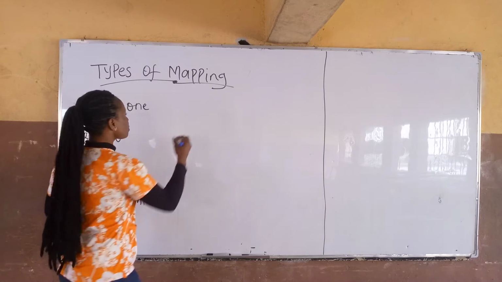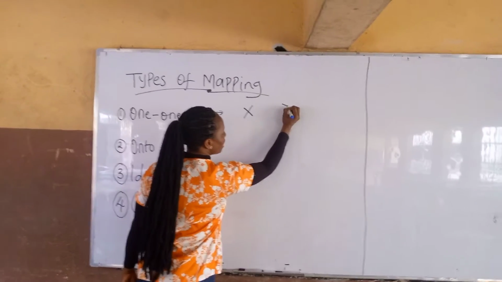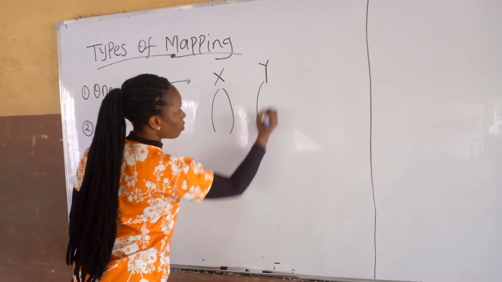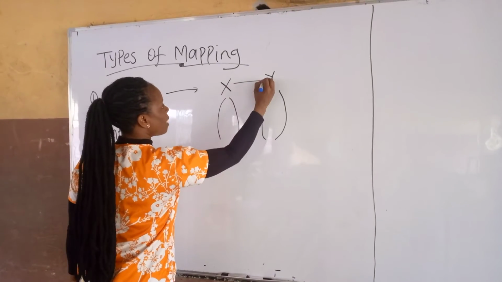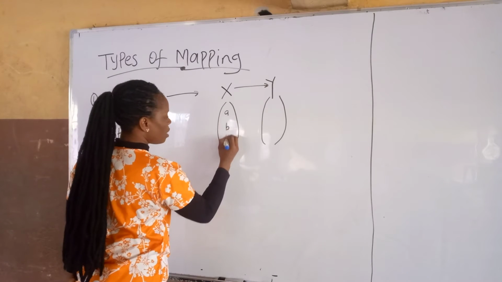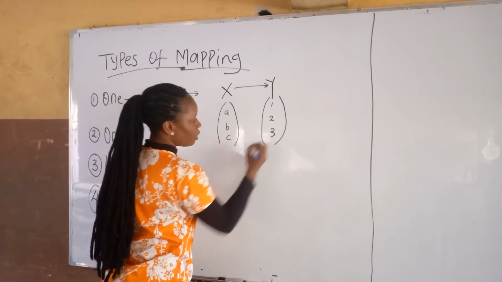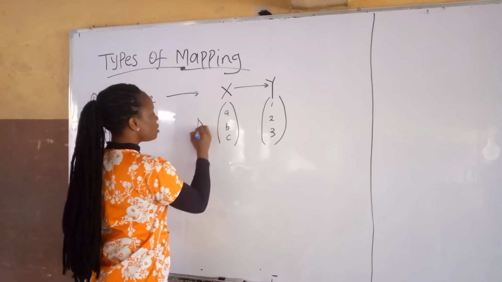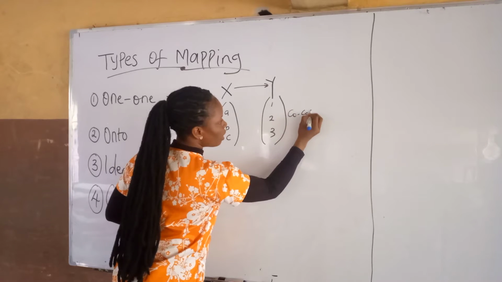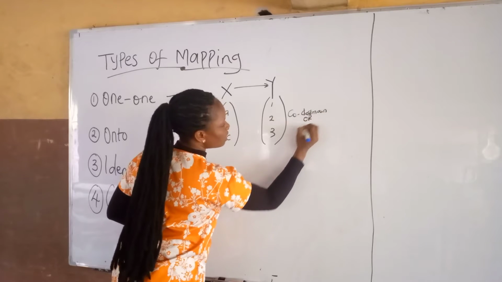For example, if we have set X and we have set Y, and this maps to this, where the elements of X are A, B, C, and the elements of Y are 1, 2, 3. Now, this is called what? This is your domain, and this is your co-domain, or we call this the range.